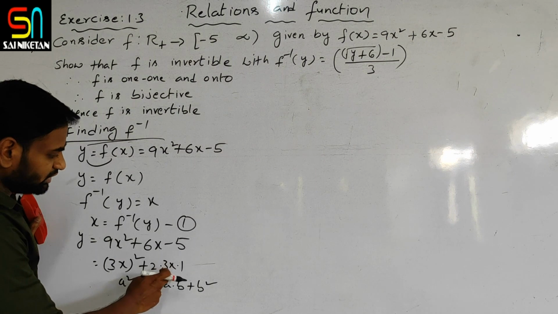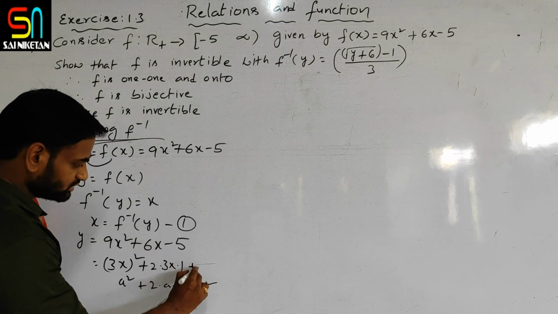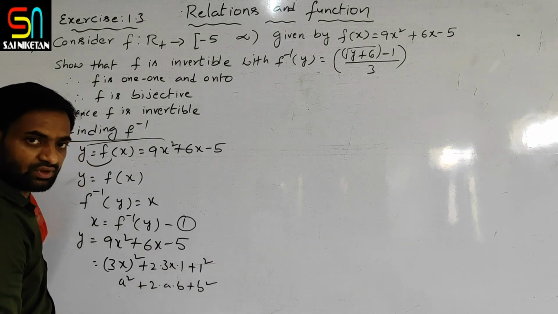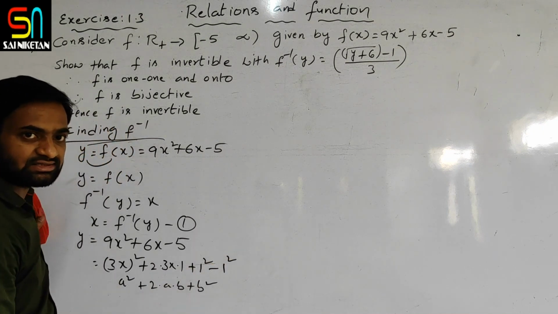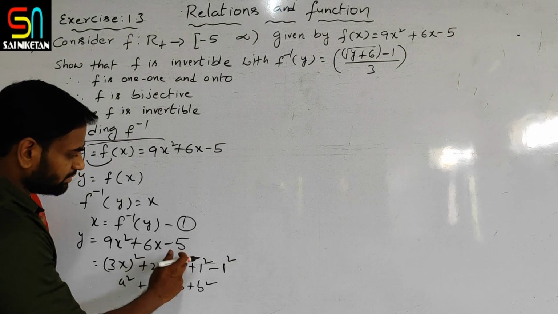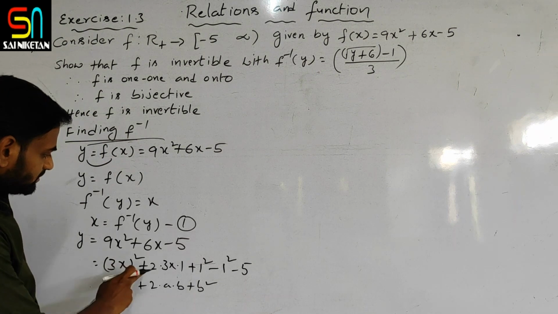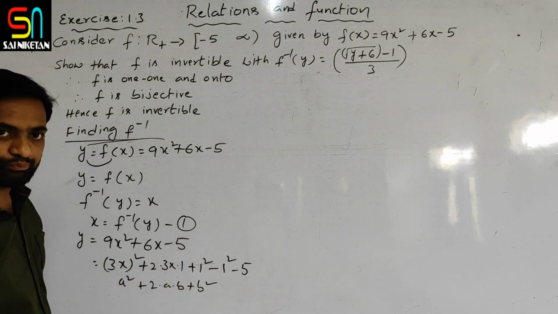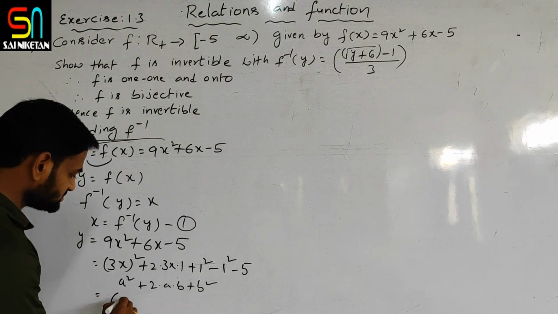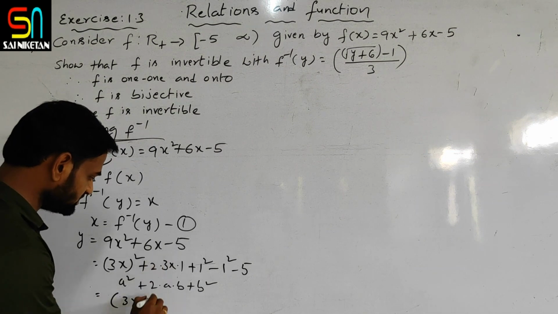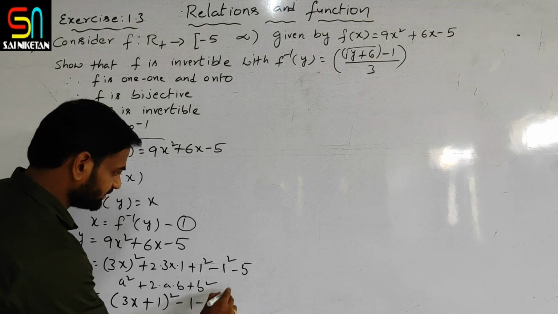So 2 into 3 into 1, again 6. Now what is the b value? It is 1. Now we need b square also, that is 1 square. So the extra term I wrote, 1 square, that's why minus 1 square to get cancelled. Next, the remaining term is minus 5. Now here a square plus 2ab plus b square is a plus b whole square. Now what is a plus b? That is 3x plus 1 whole square. It is minus 1 minus 5.